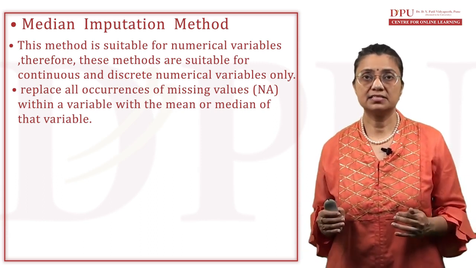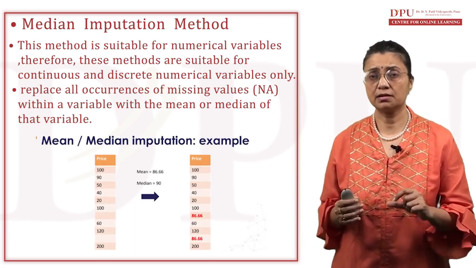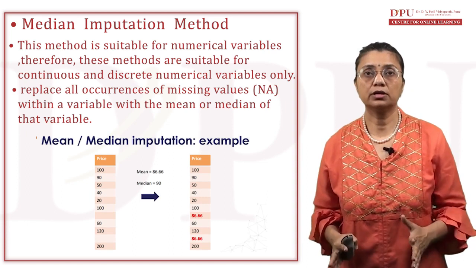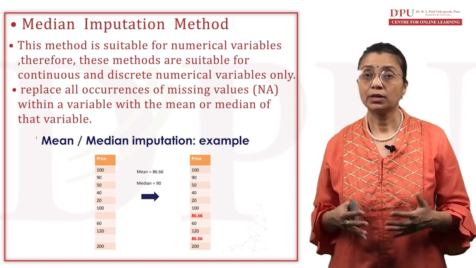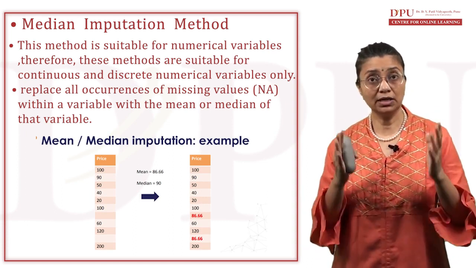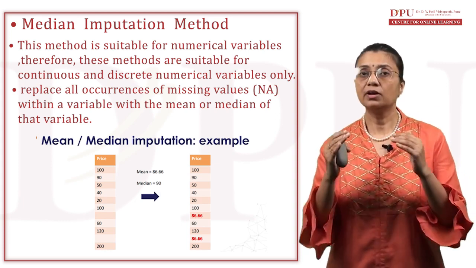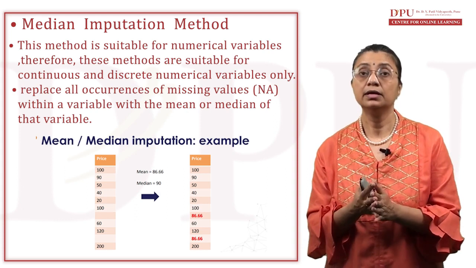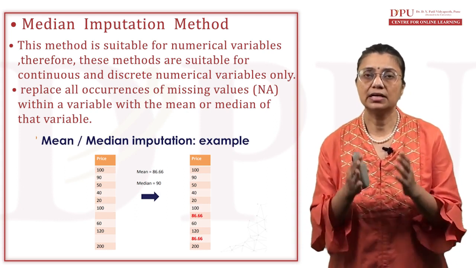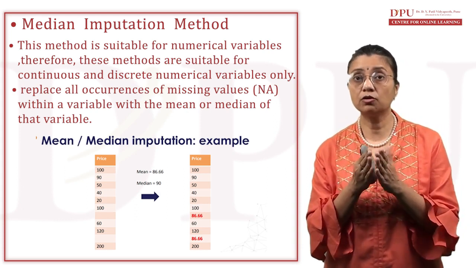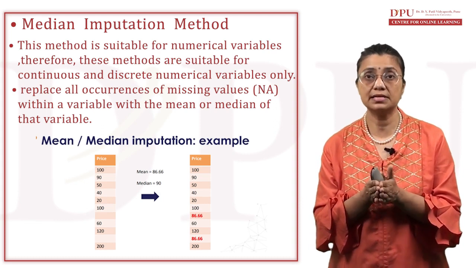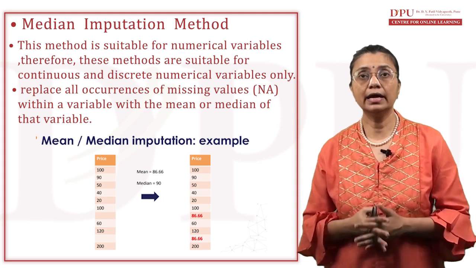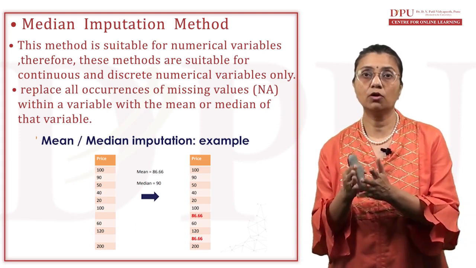Suppose I have a data set where 80% of data is there, but 20% of data is not available for a particular column. So what will I do? I will find out the median or mean of the existing data. If the data has a normal distribution or the data is similar, in that case, I will find out the mean or median of that particular 80% data set. And having found that mean or median, I will replace any missing values with that mean or median.